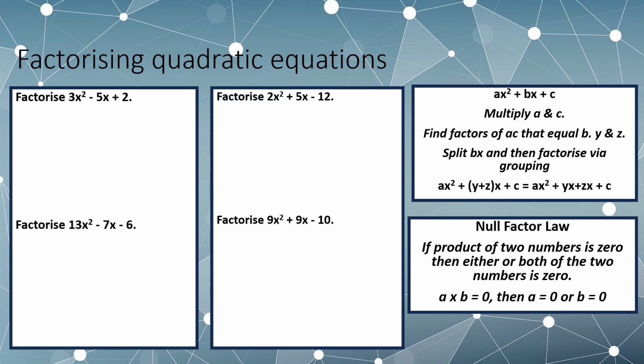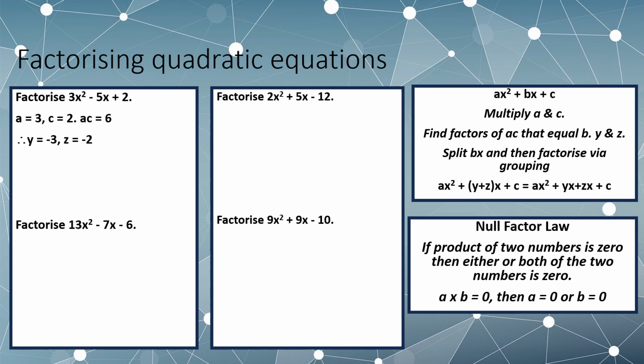Our first one is 3x squared subtract 5x plus 2. So our a value equals 3 and our c value equals 2. Therefore, AC is equal to 6, remembering that AC is a multiplied by c. As we wish to get to negative 5, which is our b value in this equation, we will need to have y is equal to negative 3 and z is equal to negative 2, remembering that negatives multiply together to give a positive. So negative 3 multiplied by negative 2 gives us our 6 value.